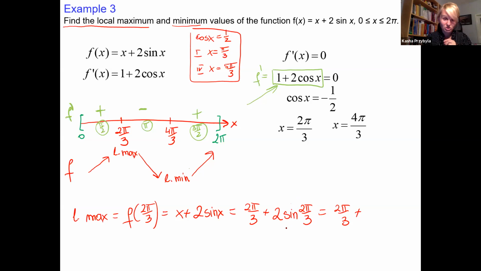This is the second quadrant, of course. Sine is positive, but what is the value? It's square root of 3 over 2. However, we did have times 2, so we can simplify. That means 2 pi over 3 plus root 3. If we use the calculator, we will have the approximate value, but we can leave it like that. That means this will be the maximum value.